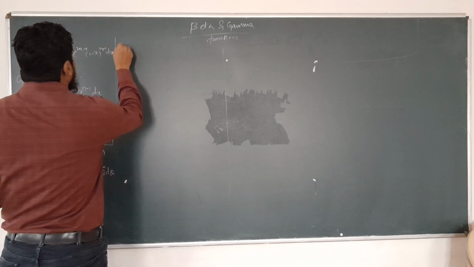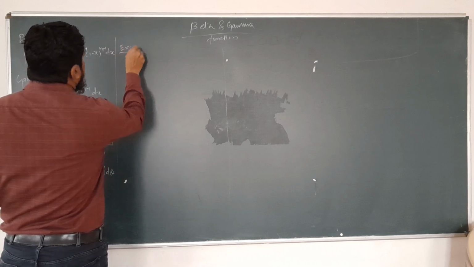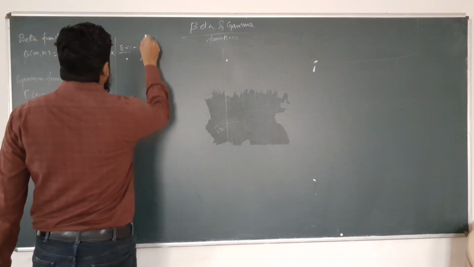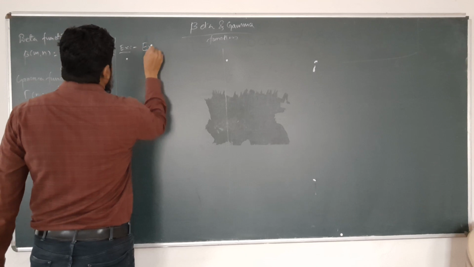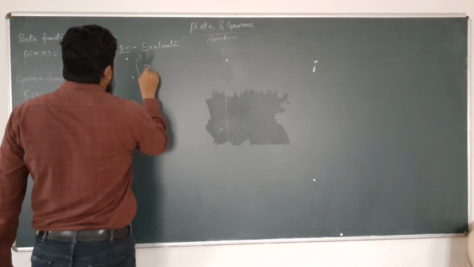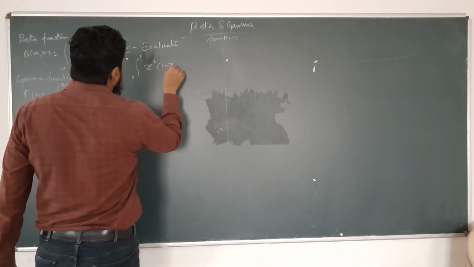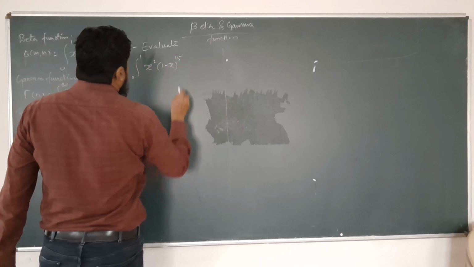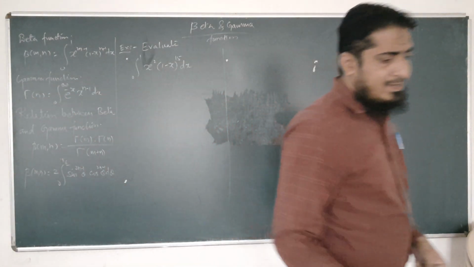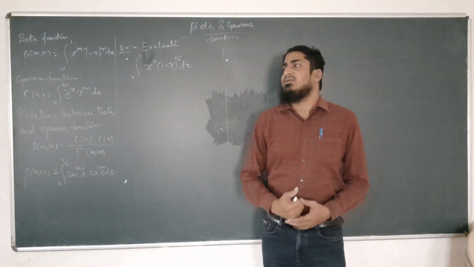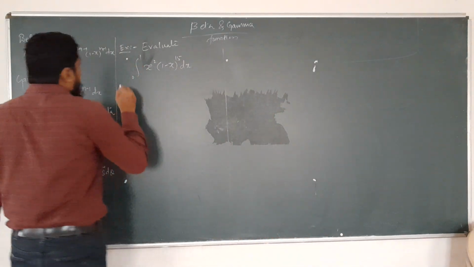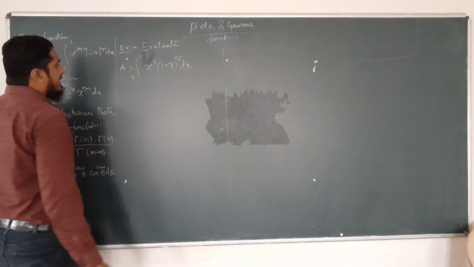The example is given as: evaluate the integration from 0 to 1 of x squared into (1 minus x) raised to 15 dx. It is in the form of the definition of beta function, and let us consider it as A.